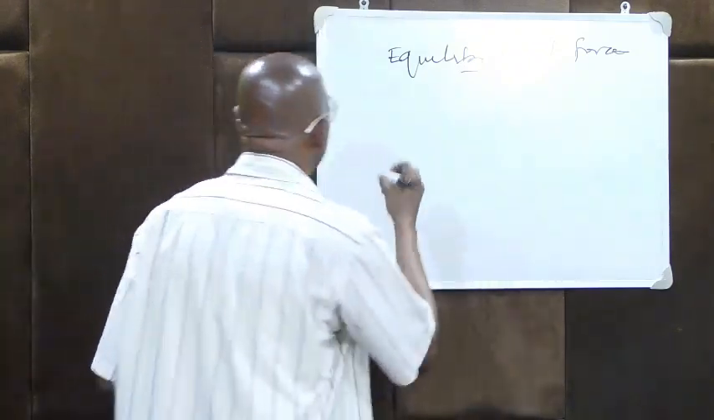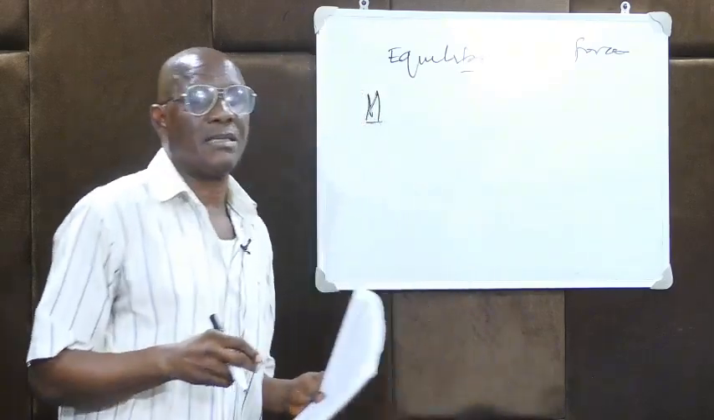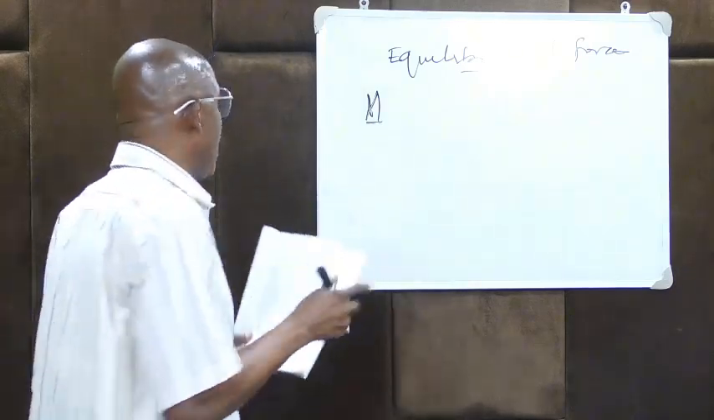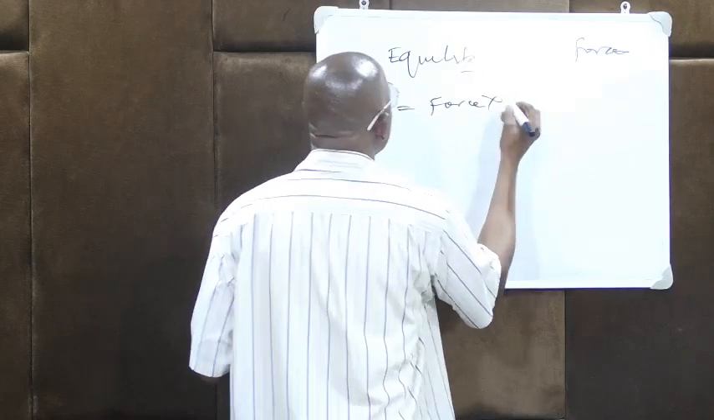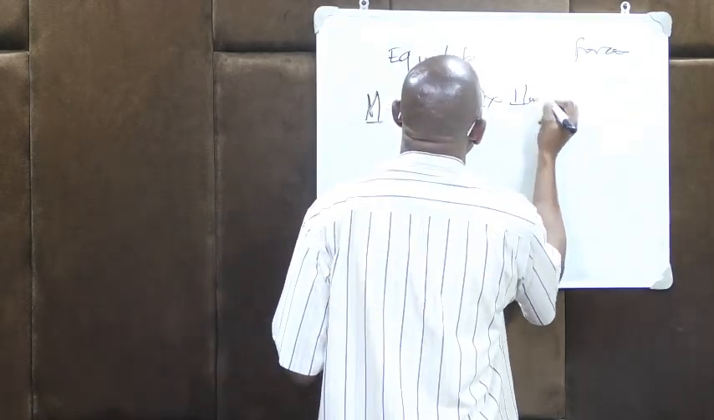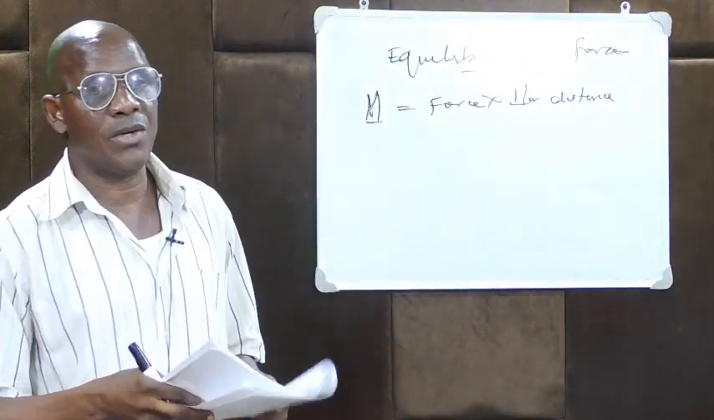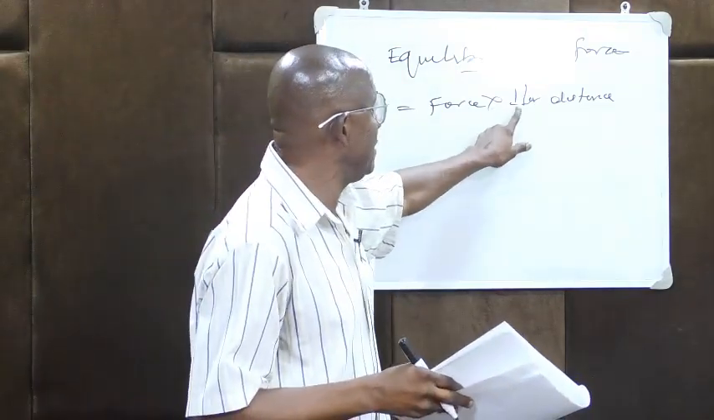So mathematically, moment is represented by capital M with a short line underneath it, and it's defined as force times perpendicular distance. Look at the way perpendicular distance is written in physics. You don't have to write it in words as if it is an English class. No, perpendicular. This is perpendicular.